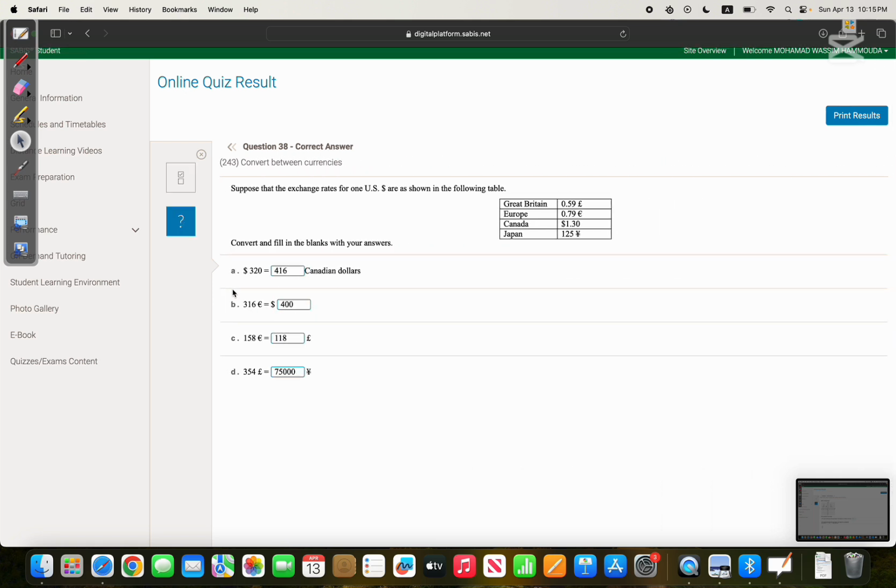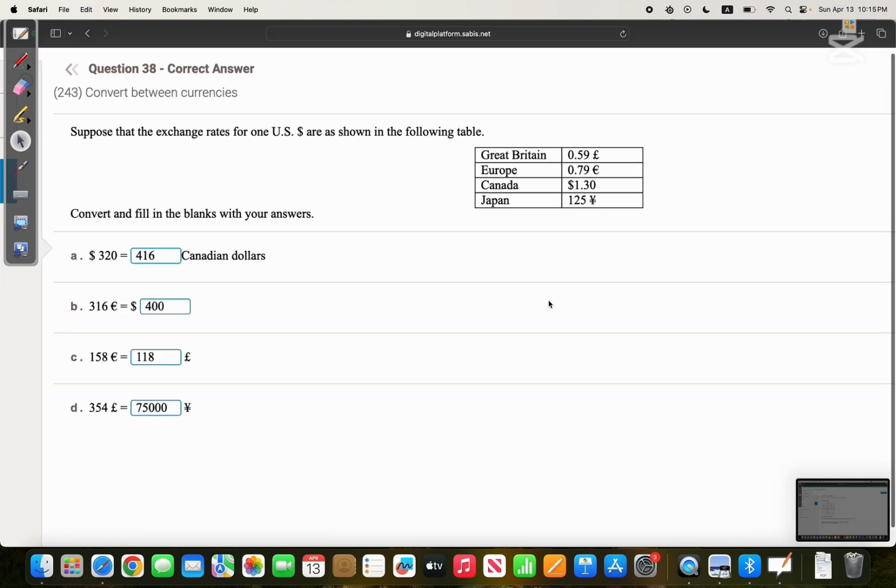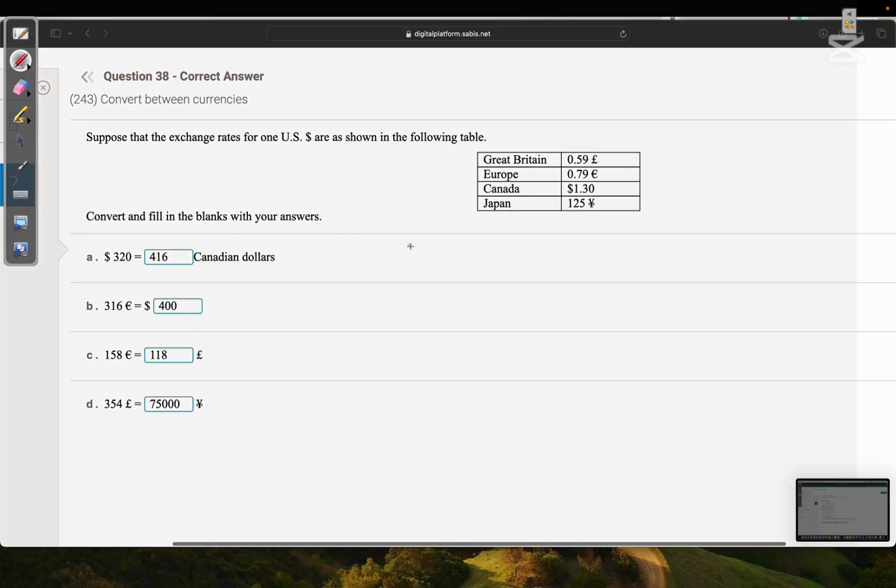Okay, so this one we need to use ratios. $320 is how many Canadian dollars? Okay, so first let's use the ratio. $1, which is D in this case, will give us Canadian dollar 1.3 C. So $320 will give us how much? Just cross multiply. You do 320 times 1.3, which is 416.